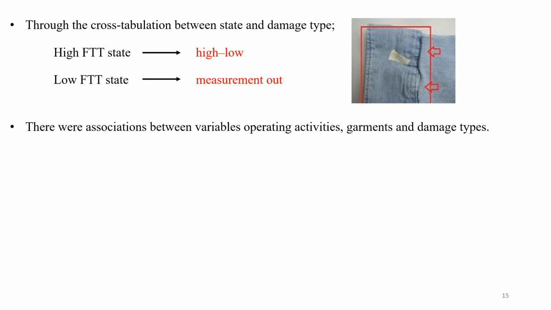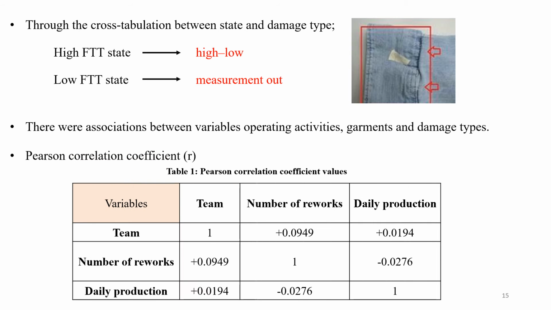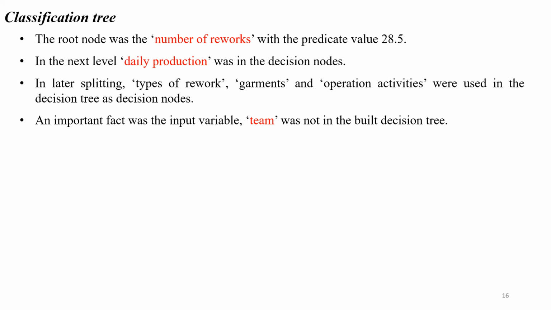There were associations between the categorical variables, which are operating activities, garment types, and the damage types. The Pearson correlation coefficient indicates that there is no strong relationship between the variables. In the built classification tree, the root node was the number of reworks, and in the next level, the attribute was the daily production. In later splitting, the attributes type of damages, garment types, and operation activities were applied. An important factor was that the input variable t was not in the built decision tree.